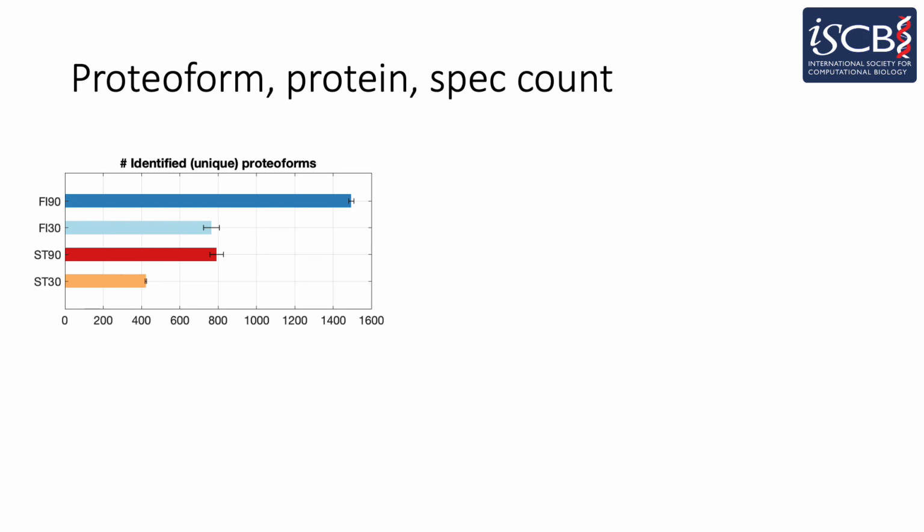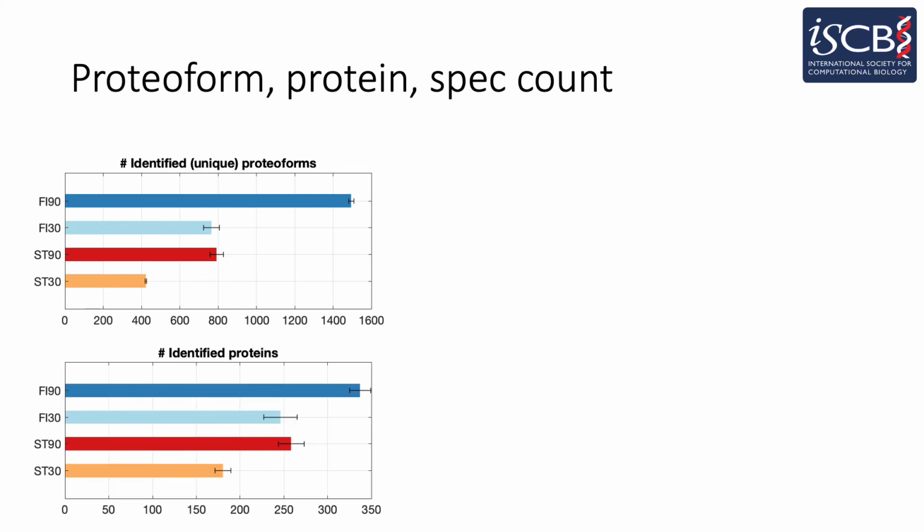This bar graph compares the number of identified unique proteoforms with error bars. Blue and light blue bars are from FLASHIda, and red and orange from standard. If we compare 90-minute runs, almost twice more proteoforms were identified by FLASHIda than by standard. If we compare FLASHIda 30-minute and standard 90-minute runs, the numbers are comparable. I also want to remark that this number 800 from standard 90 minutes is higher than most of those reported in literature from E. coli single runs.